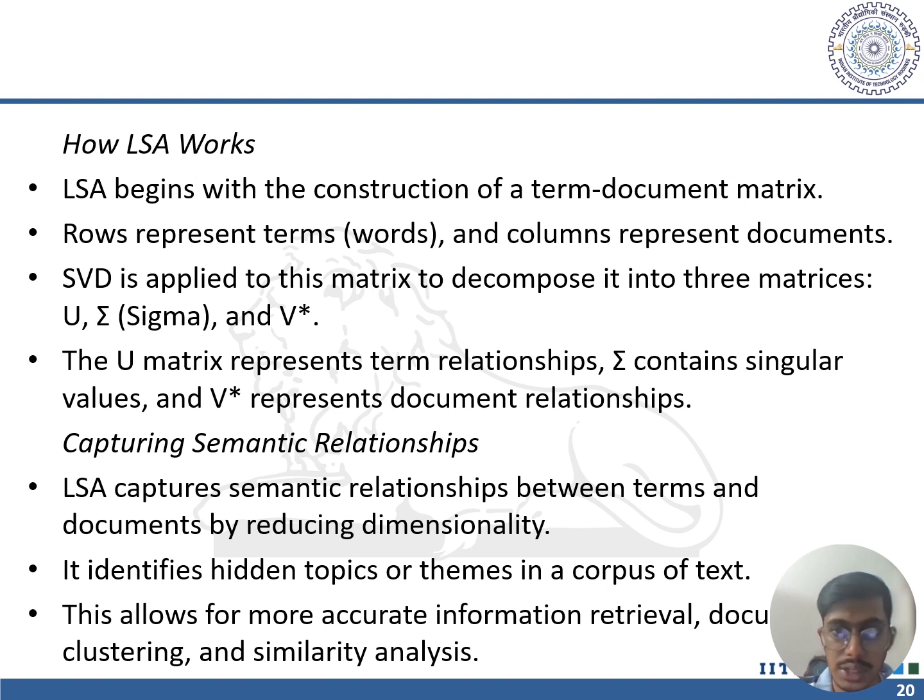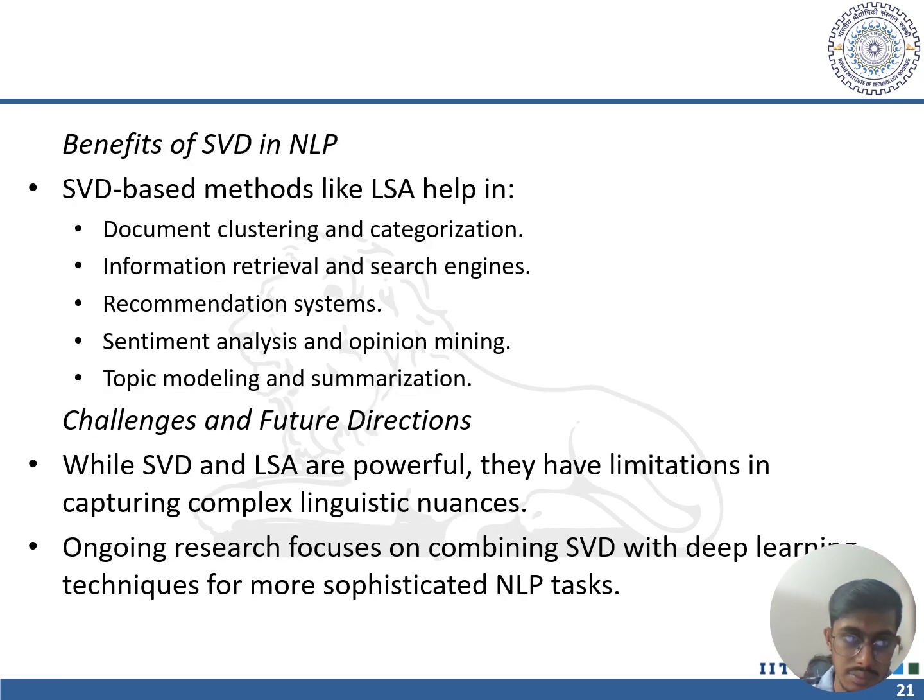So here's the matrix representation: the U matrix represents the term relationships and the V transpose represents the document relationships. It then draws semantic relationships, which simply finds the relationships between the text, and LSA helps to identify hidden themes in the related documents. So here are some benefits and the future directions of it.